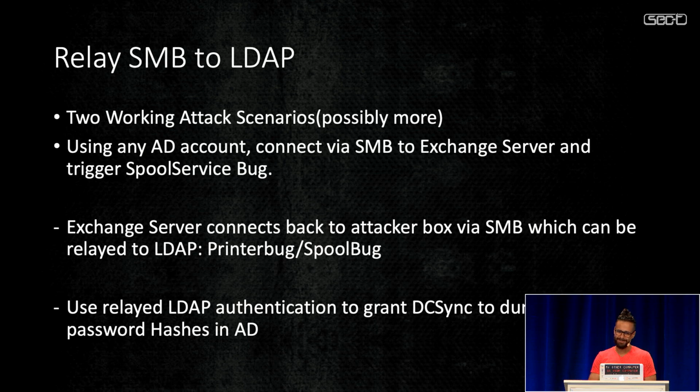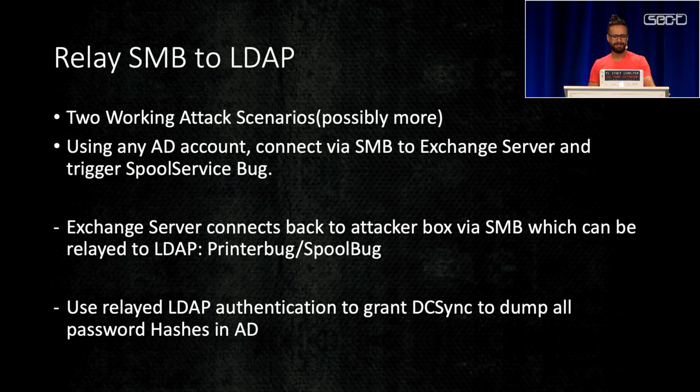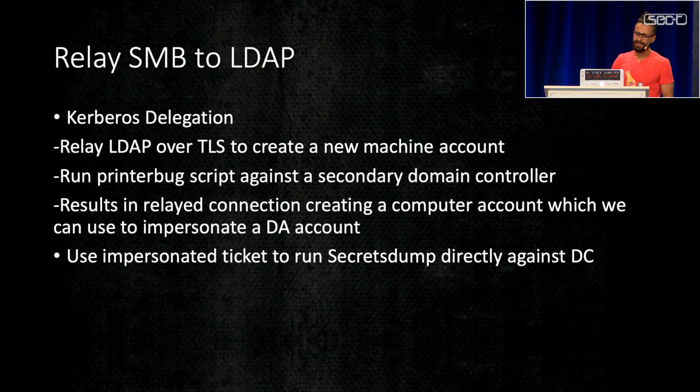There's two scenarios. One of them I just discussed. Exchange server connects back to the attacker box via SMB, which is relayed to LDAP, and then you grant DCSync to dump all the password hashes. There's Kerberos Delegation. You're relaying LDAP over TLS to create a new machine account.